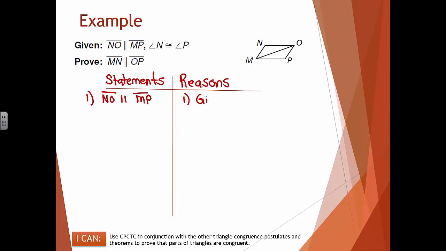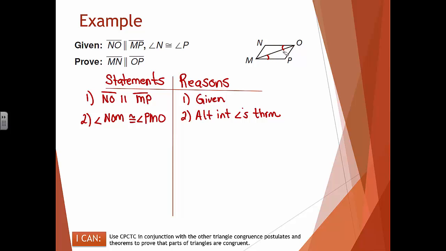That is given. So let's see what our transversal might be. NO is parallel to MP. That makes this guy the transversal. Okay? And that's going to give us some congruent angles. That angle is congruent to that one. So we've got angle NOM is congruent to angle PMO, and that is because they are alternate interior angles. So alternate interior angles theorem. Two parallel lines cut by a transversal, alternate interior angles are congruent. All right, so that's the first thing we've got.